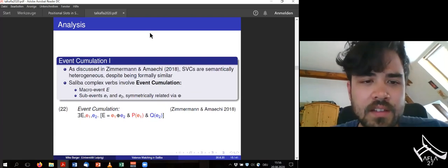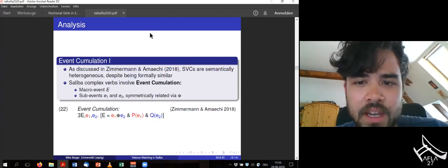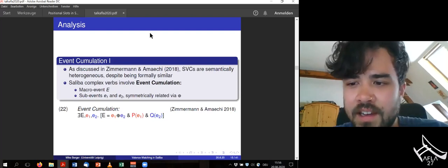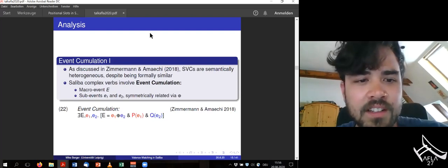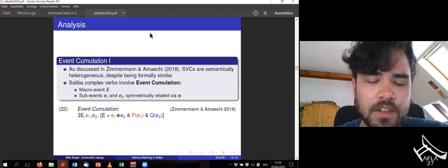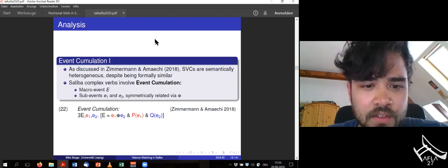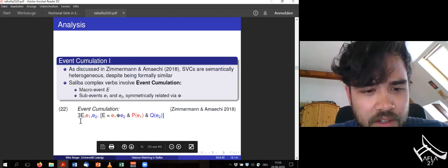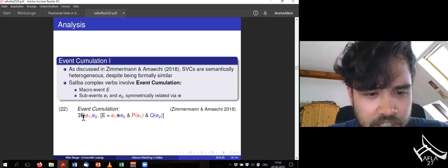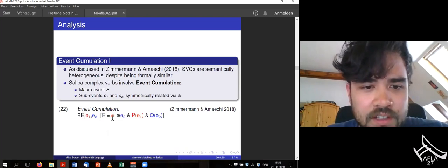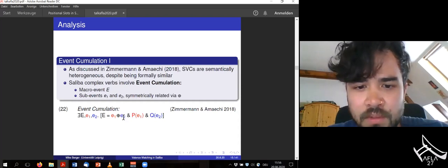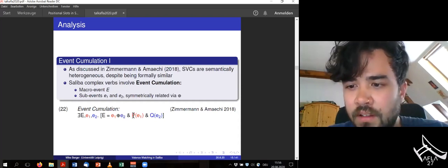As discussed in work by Malte Zimmermann and Maria Mycock, serial verb constructions, despite being formally similar, can actually be very heterogeneous semantically. For Saliba, I'm going to assume that complex verbs involve event accumulation. So what does this mean? Well, you can see this in 22. There's a macro event which I'm calling big E, which in turn consists of two sub-events E1 and E2, and these two are symmetrically related via an accumulator. And then you have two event predicates.